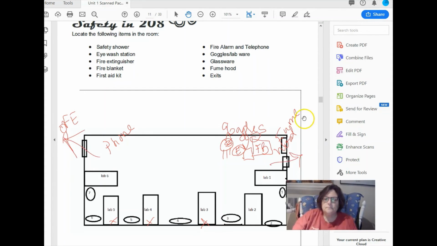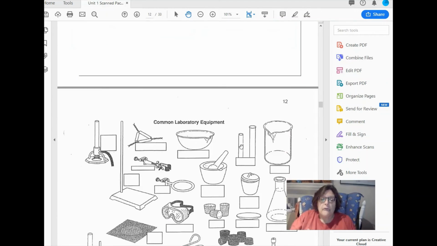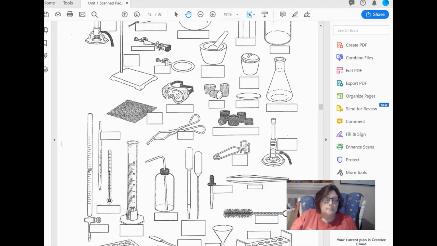Alright, yours will look a lot neater and nicer than this, I'm sure. Alright, and there you go.